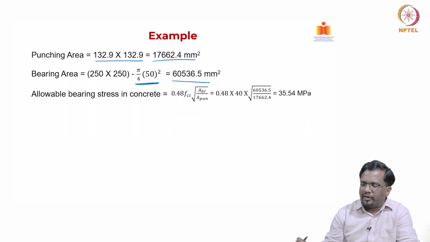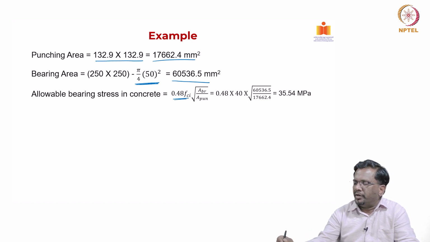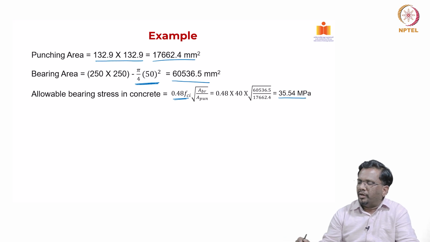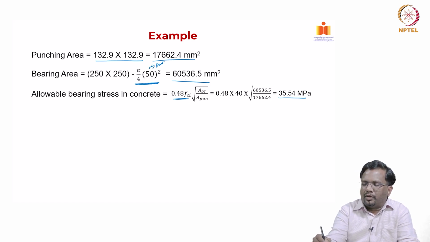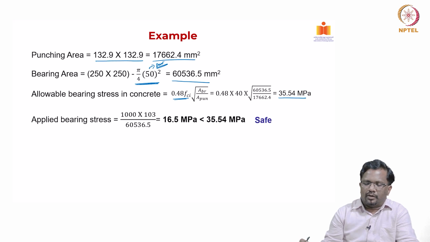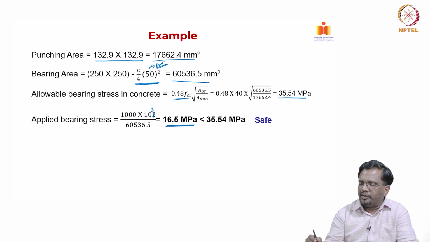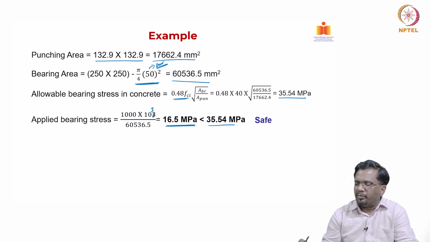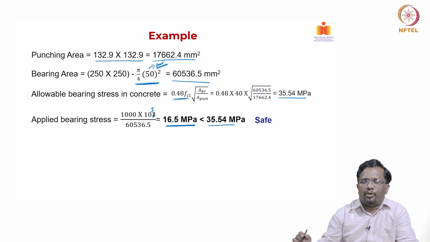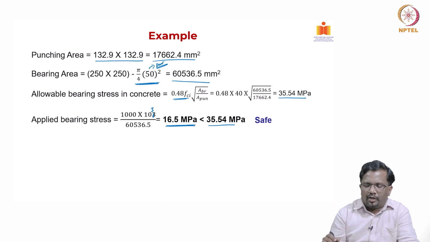If you see the allowable bearing stress in the concrete, then 0.48 times fci times square root of Abr by A punching is this 35.4 megapascal. So, area of the bearing is 60,536, basically 250 by 250 minus pi by 4 times d squared. This is the duct area, right. And then applied bearing stress will be, this will be actually 10 to the power of 3. So, you see that it is 16.5 megapascal, which is less than 35.54 megapascal, which is the allowable bearing stress as per the code, 0.48 fci into square root of Abr by A punching, and applied bearing stress is this divided by the bearing area, which gives me this.